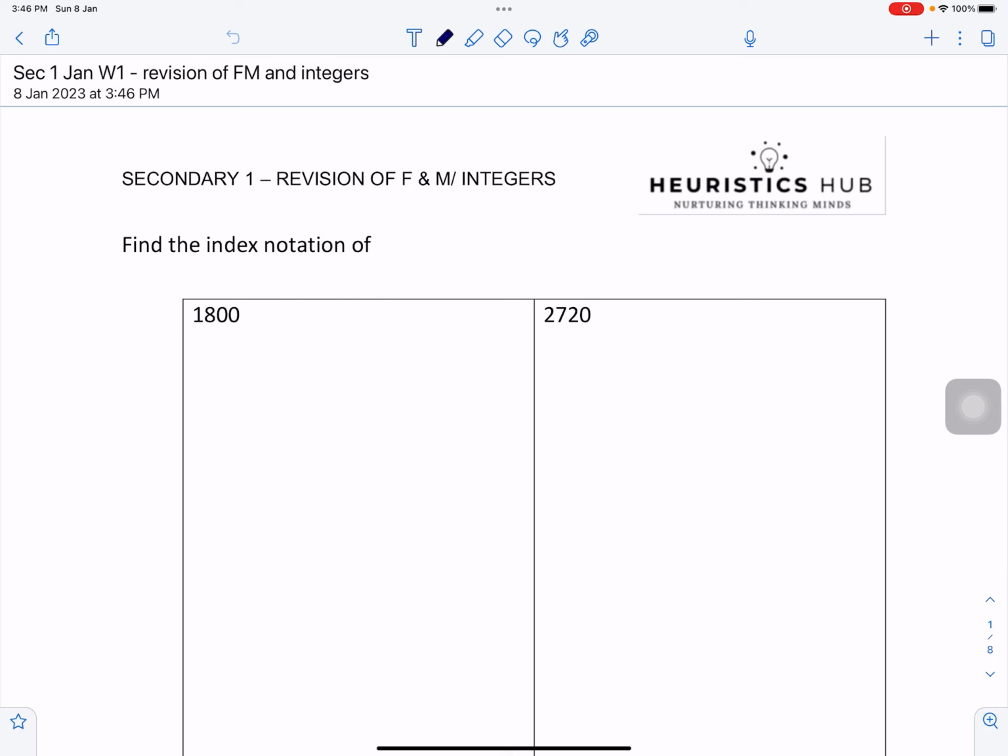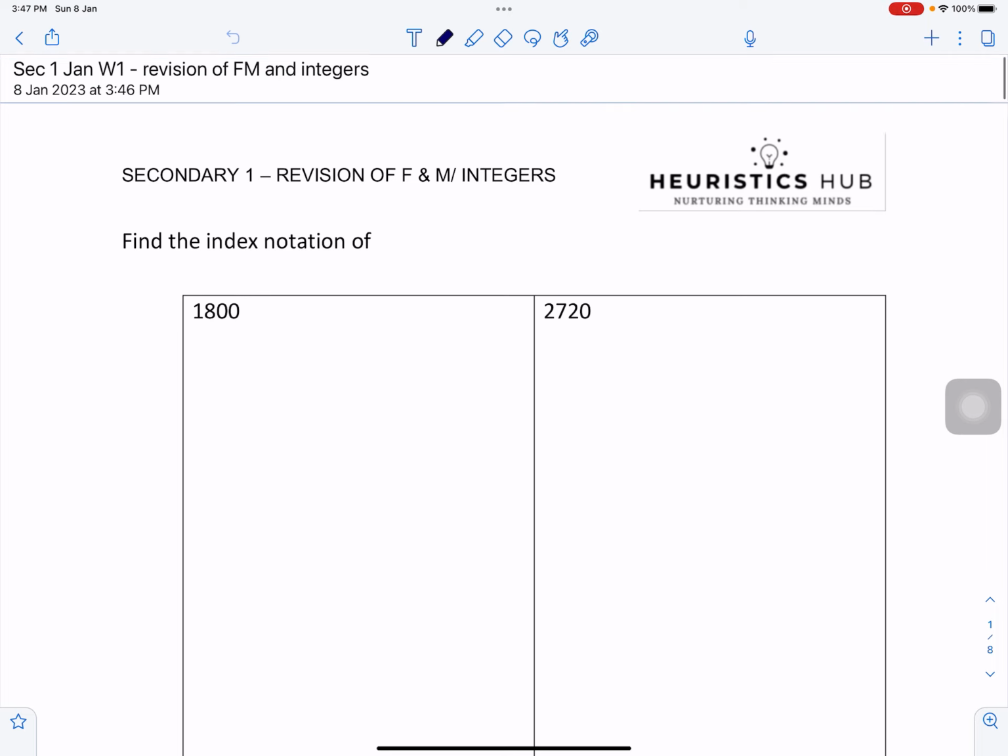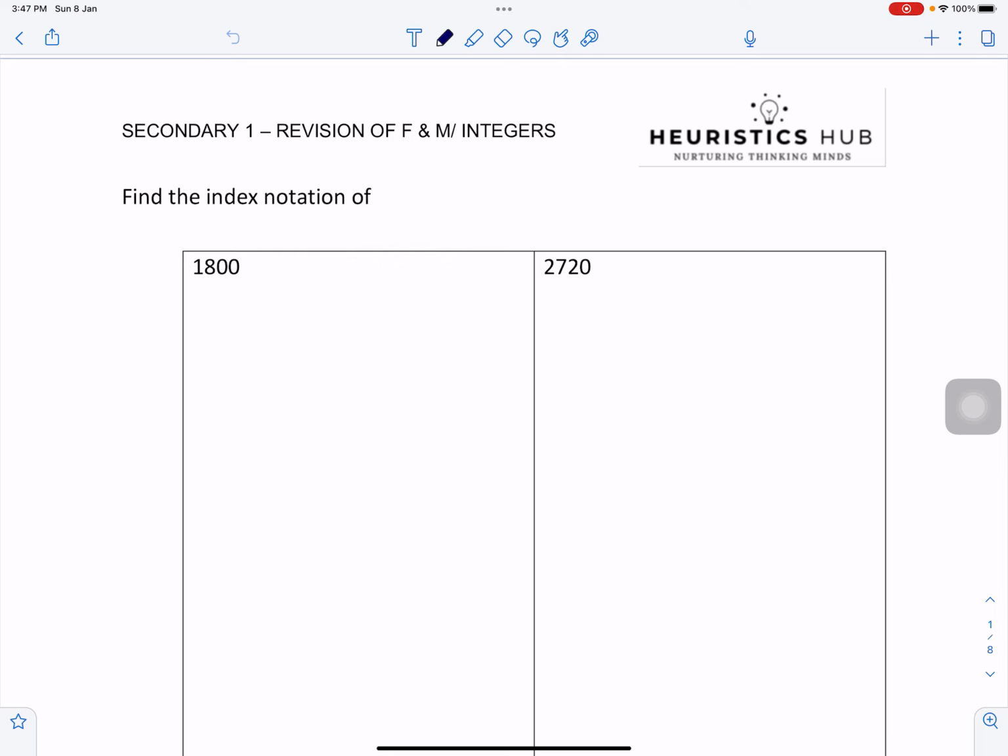Hello guys, hopefully you are doing this recording for the lessons that we have passed. This is a revision for factors and multiples as well as integers. By now you should have received the worksheet itself, so try to do the worksheets. This is just a revision for the opening of Sec 1 for schools.